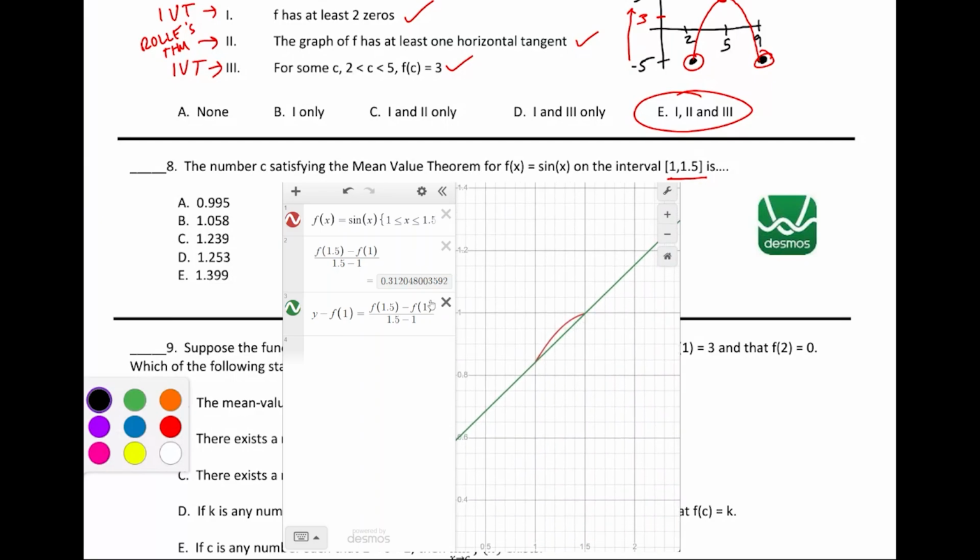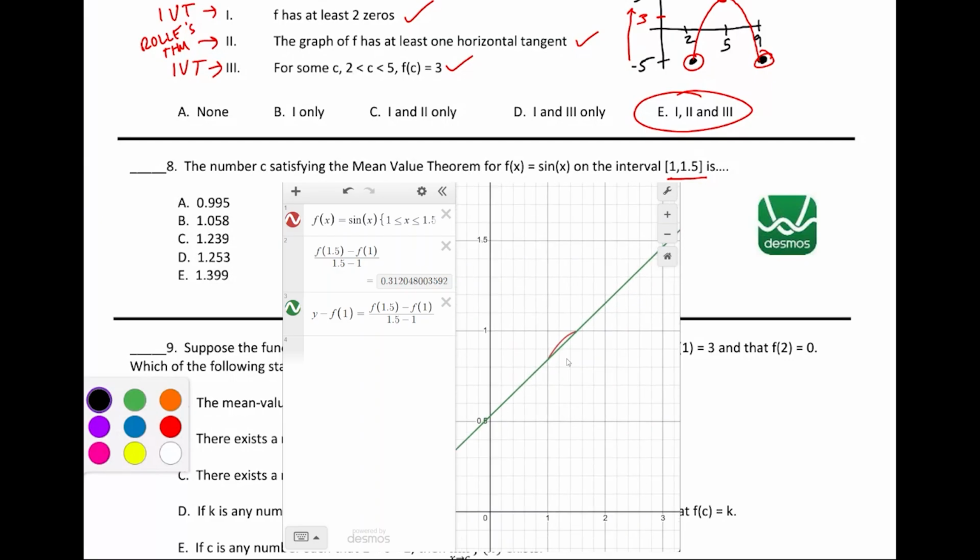Okay, so the slope here is that 0.312, and what we're looking for is a c value where the tangent line has that exact same slope. And so we can come up with the equation of that. So y minus whatever that c value is, we'll figure it out, that's what we're trying to find, equals the exact same slope times x minus c. Okay, so we're trying to figure out where that c value is.